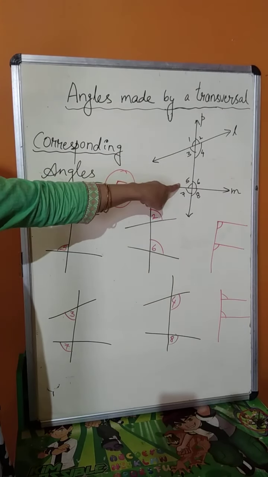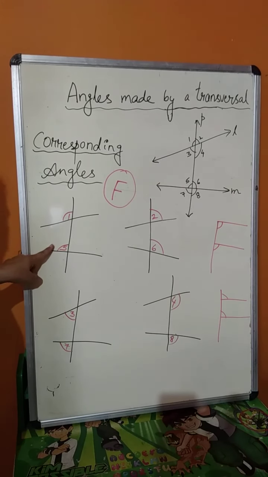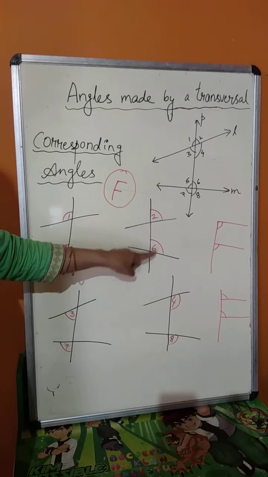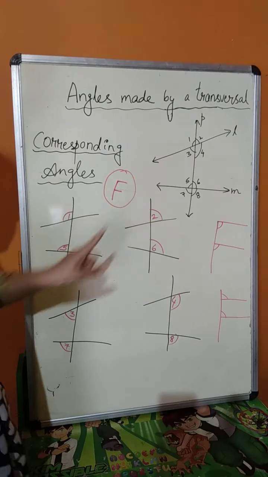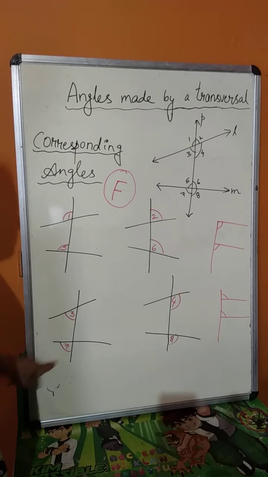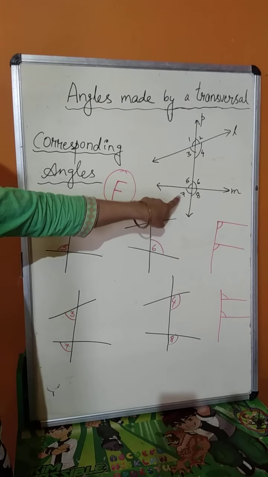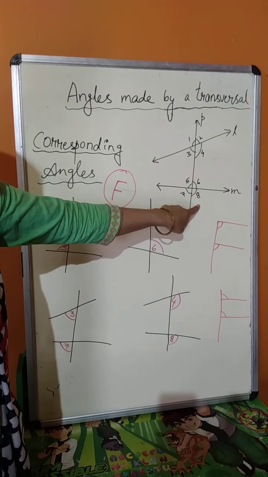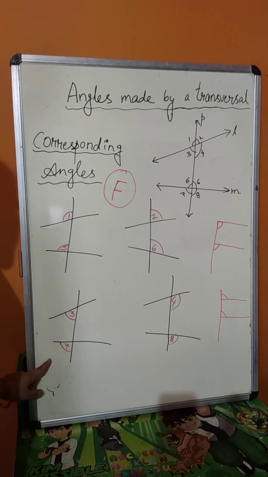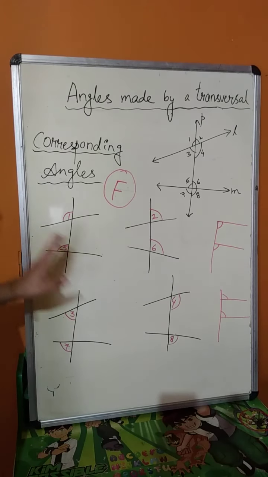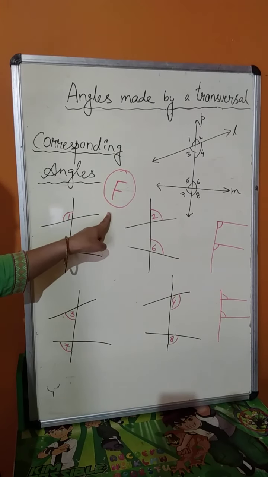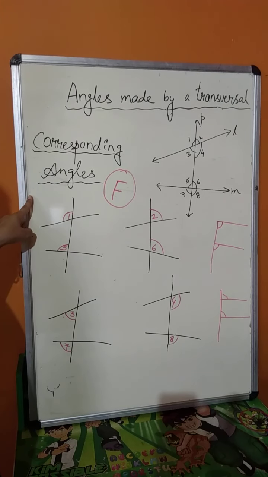So these two, 1 and 5, they form one pair of corresponding angles. Similarly, the second is 2 and 6. The third is 3 and 7, and the last pair is 4 and 8. So we have 4 pairs of corresponding angles here. Or we can say that angles which form an F shape are corresponding angles.